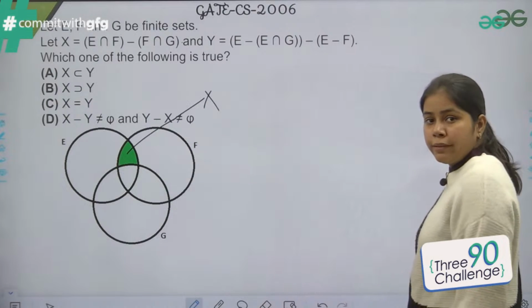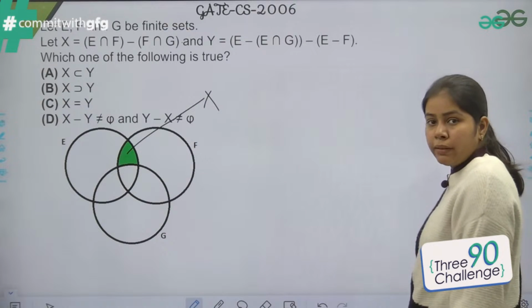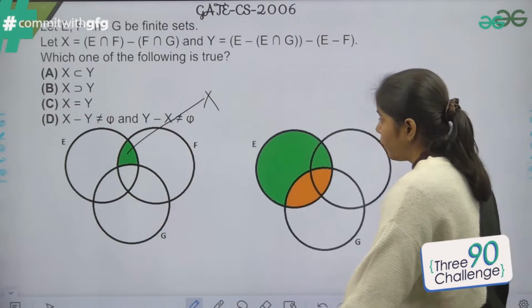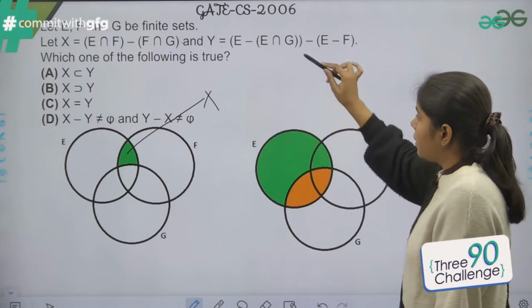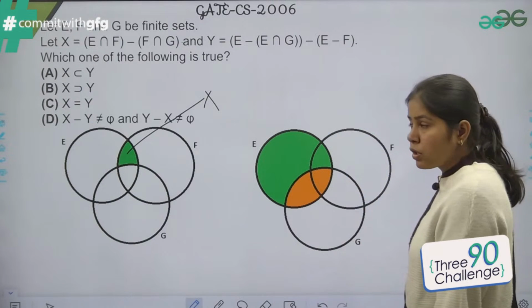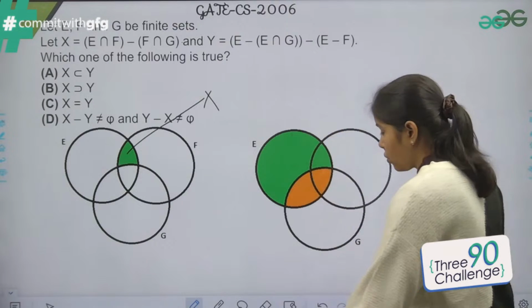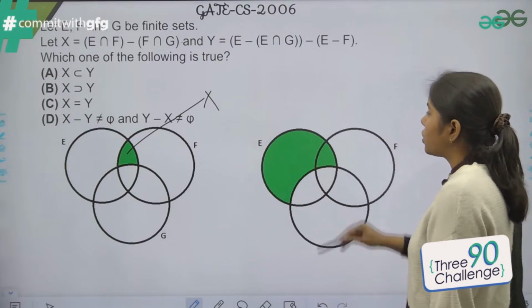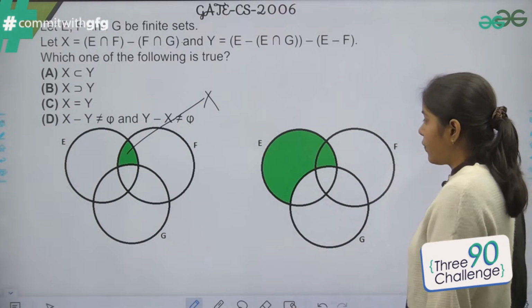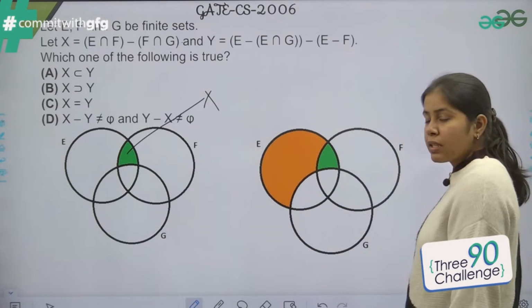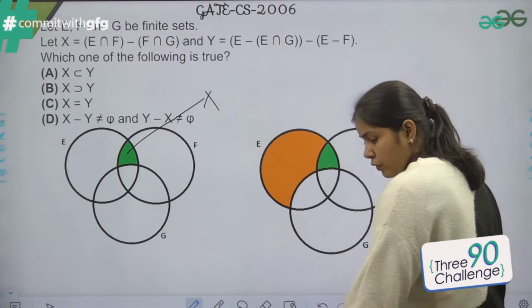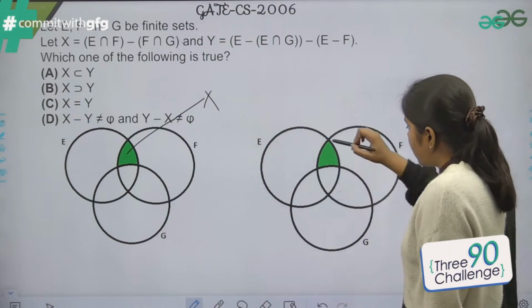Let's solve for Y. I'll do the same thing for Y. So Y would be this. E is my complete green circle. E intersection G is this orange portion. I have to subtract it. On subtracting, I am only left with this portion. Then I have to subtract E minus F. E minus F is this orange portion. If I subtract this out of the green portion, I am left with only this. So this is my Y.